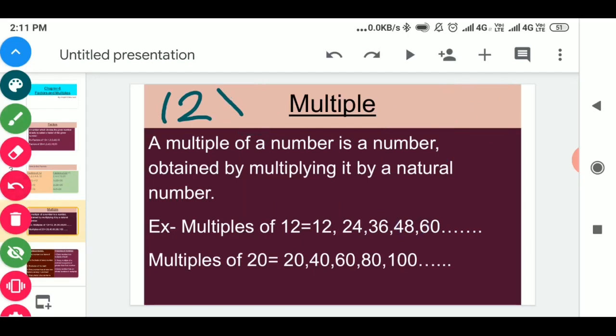So when you take a different natural number and multiply it by 12, you will get different multiples of 12. As you can see, there are infinite natural numbers, so we will get infinite multiples of 12.